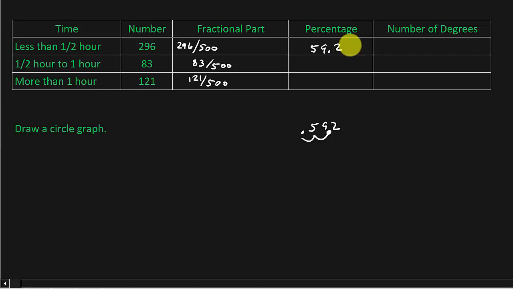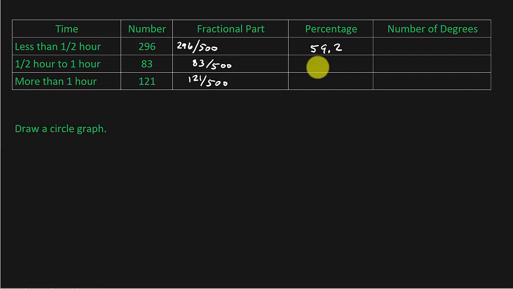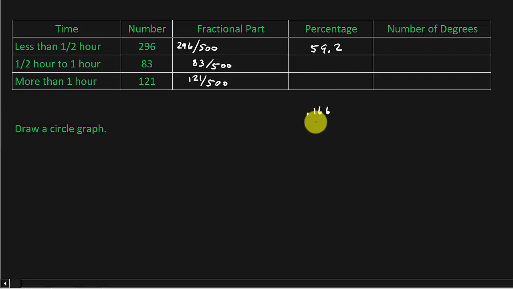I mean, you don't have to put the percent sign because the heading says percentage, so we know that's percentage. All right, and then for the next one, 83 divided by 500, that's 0.166. Move it two decimal places to the right, so that's 16.6%. And then 121 divided by 500, that is 0.242, so that is 24.2%. So there's our percentages.